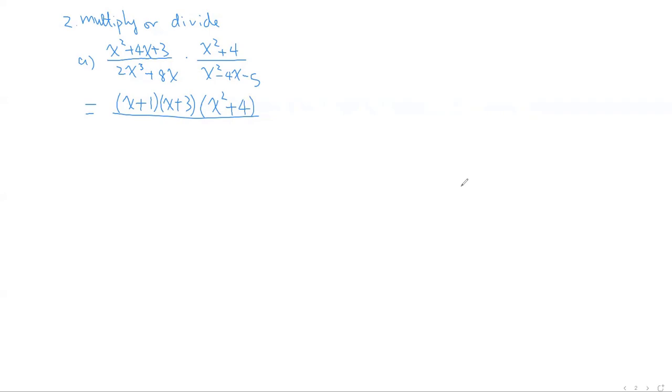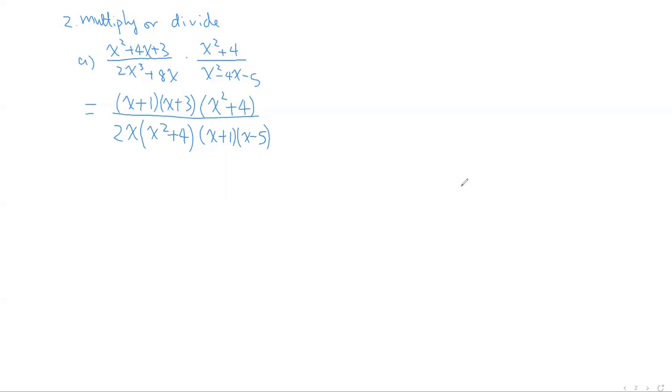For the first denominator, the greatest common factor is 2 times x. So we divide the first term by 2x and you get x squared. Divide the second term by 2x and you have plus 4, right? And similarly, the second denominator, we can factor as x plus 1 and x minus 5, right? 1 times negative 5 is negative 5, and 1 plus negative 5 is negative 4.